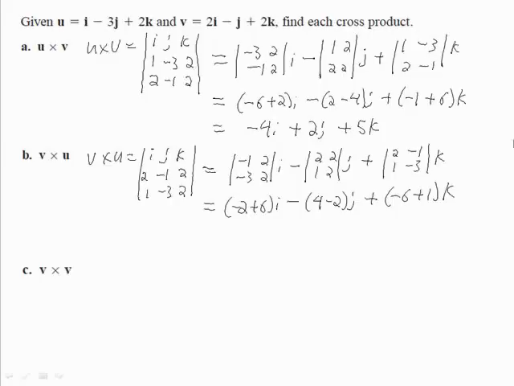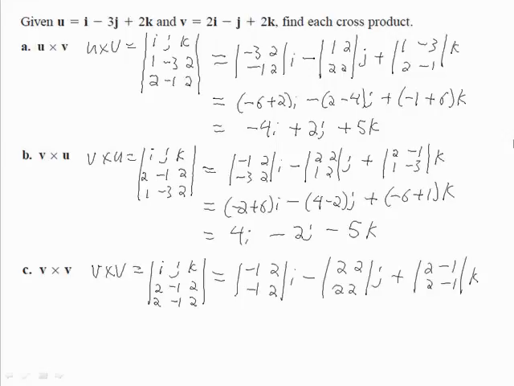minus 2J minus 5K. The cross product of V and V is equal to the determinant form IJK 2, -1, 2 and 2, -1, 2, which is equal to the cofactor expansion of the determinant form -1, 2, -1, 2 times I minus the determinant form of 2, 2, 2, 2 times J plus the determinant form of 2, -1, 2, -1 times K, which is equal to the quantity -2 plus 2 times I minus the quantity 4 minus 4 times J plus the quantity -2 plus 2 times K, which is equal to 0.